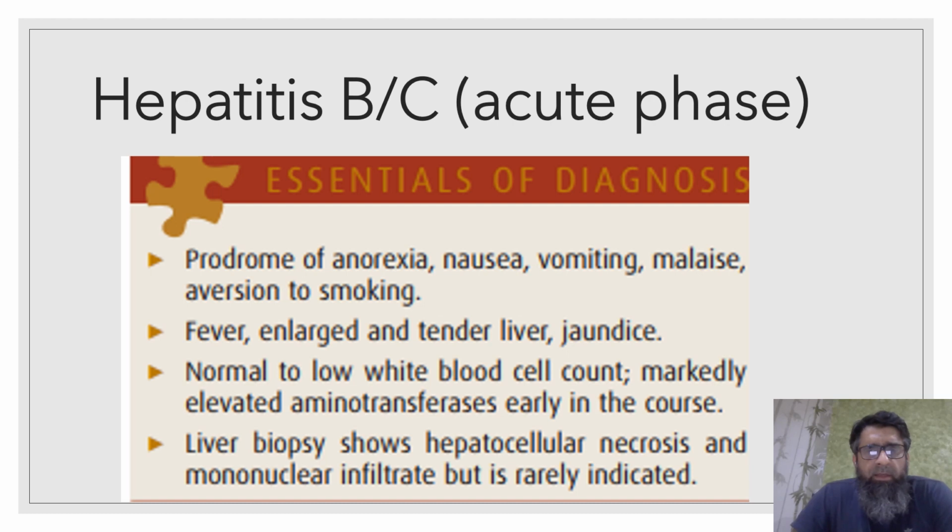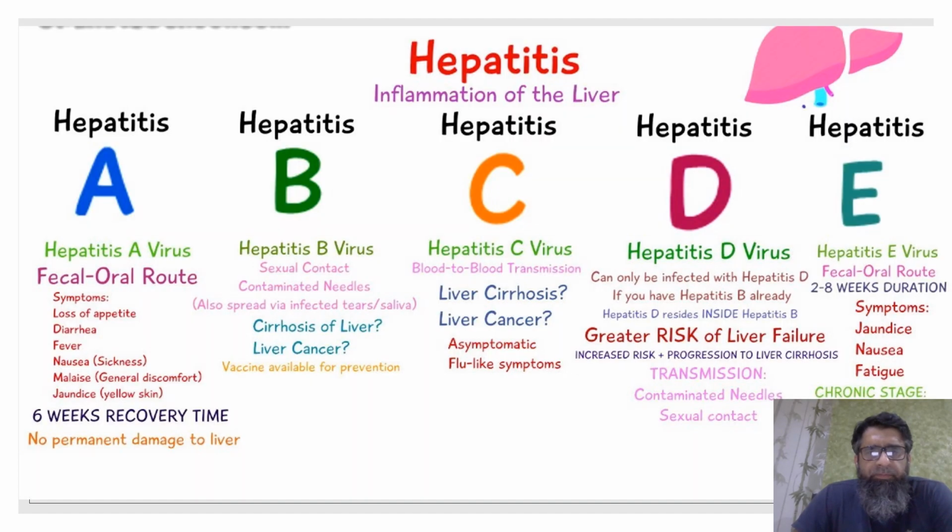Hepatitis B and C in acute phases. This is the common presentation with nausea, vomiting, malaise, aversion to smoke, fever, enlarged tender liver, and jaundice. Aminotransferases may be normal or markedly elevated. Liver biopsy, which is rarely required nowadays, shows hepatocellular necrosis and mononuclear infiltrate.